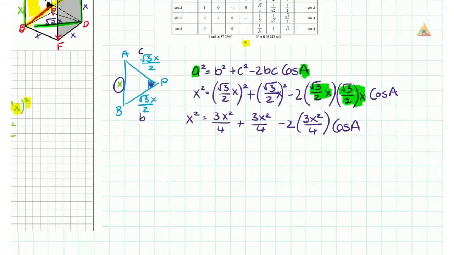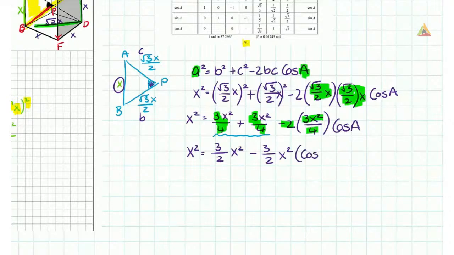So what's left to do is just to simplify, we're going to put these two together. So x squared stays as it is on the left. Now have a look at what you have here. You have 3/4 of something, an x squared, plus another 3/4 of the same thing, x squared. So when you add 3/4 and 3/4, you get 3 over 2 x squared. Over here, we have minus 2 times 3x squared. That gives me minus 6x squared. And minus 6x squared divided by 4 is minus 3 over 2 x squared. Times, remember, your cos A.